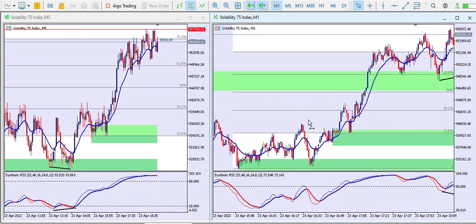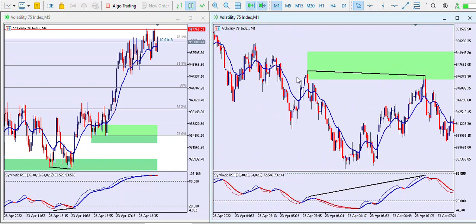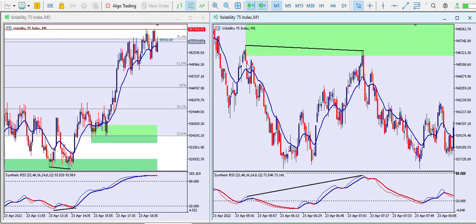So let's look at another example. This is on the 1 minute time frame. This is another example. The zone was created at this point, and we see price came to retest the zone here. And what happened from this point to this point? Price is creating lower highs, and here we see that price is creating higher highs. So that is a divergence.